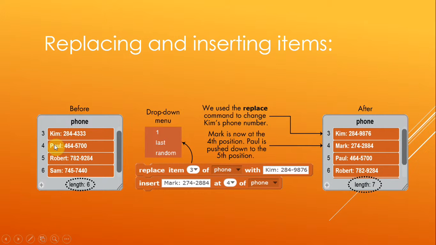And we've gained a new friend, Mark, and we try and keep our list in alphabetical order. So Mark comes in between Kim and Paul, so that'll be position 4. Okay, so we want to bump position 4 down and insert something new at 4. We'll insert Mark at 4, and now you can see that Mark's in 4 and Paul's been pushed down to 5, and our length has increased by 1.